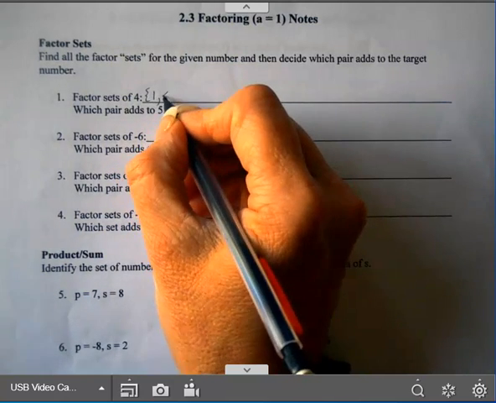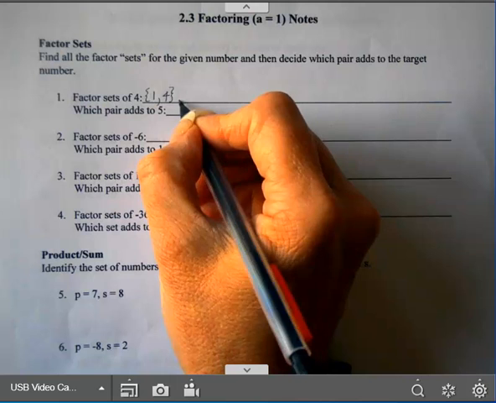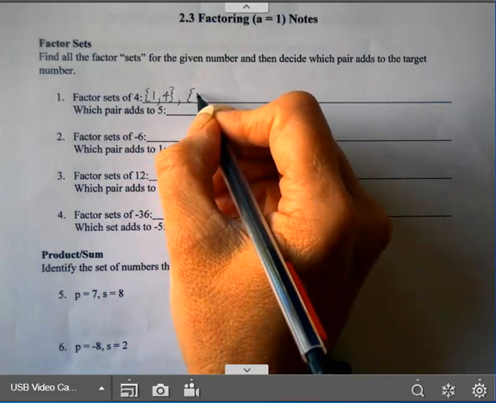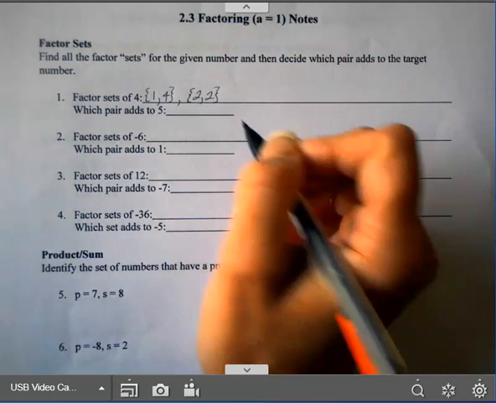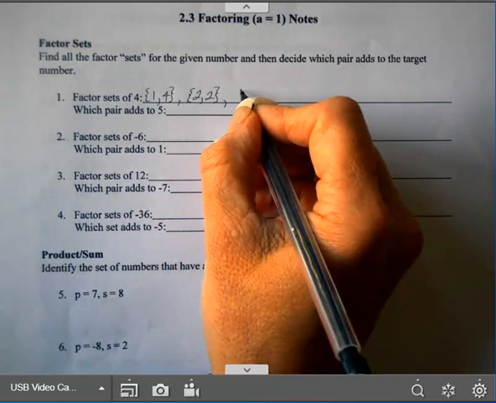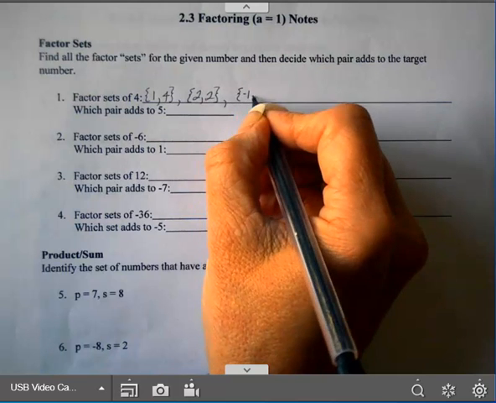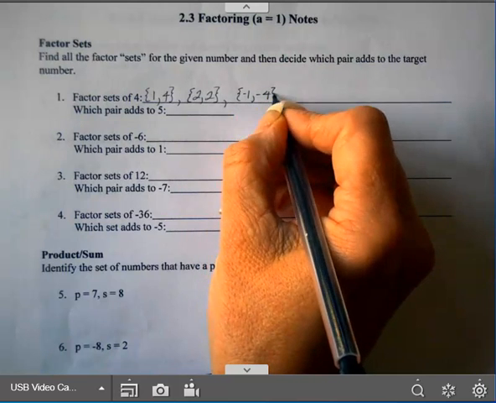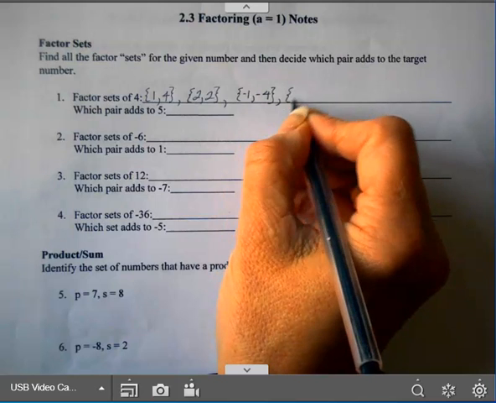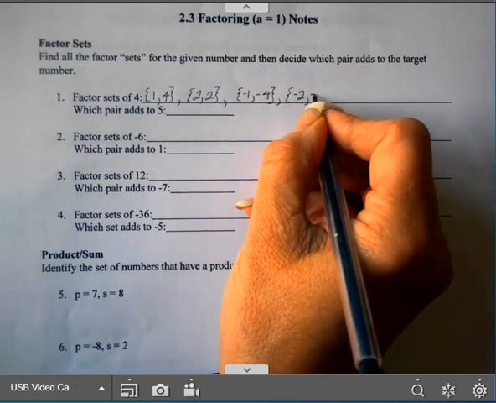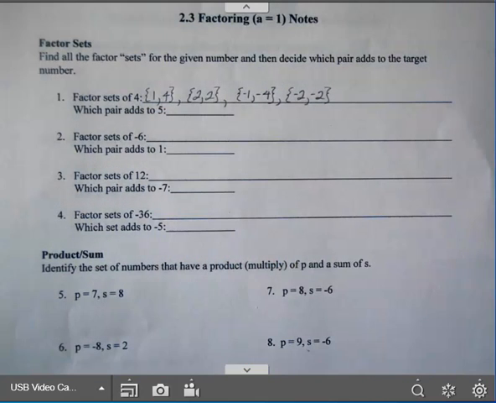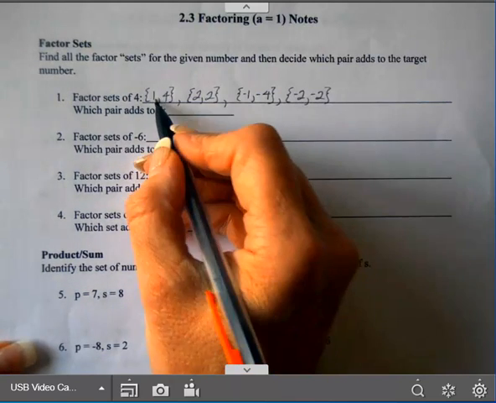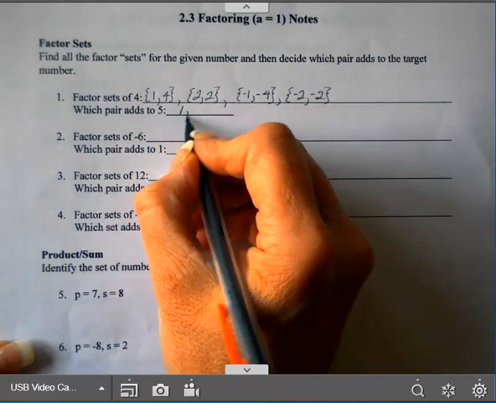So I have 1 and 4. That's a set. I have a set of 2 and 2. And I also could make each of those negatives. So I could have a set of -1 and -4, as well as a set of -2 and -2. The pair that adds up to 5 would be the 1 and the 4. So that's the pair I would want to keep.